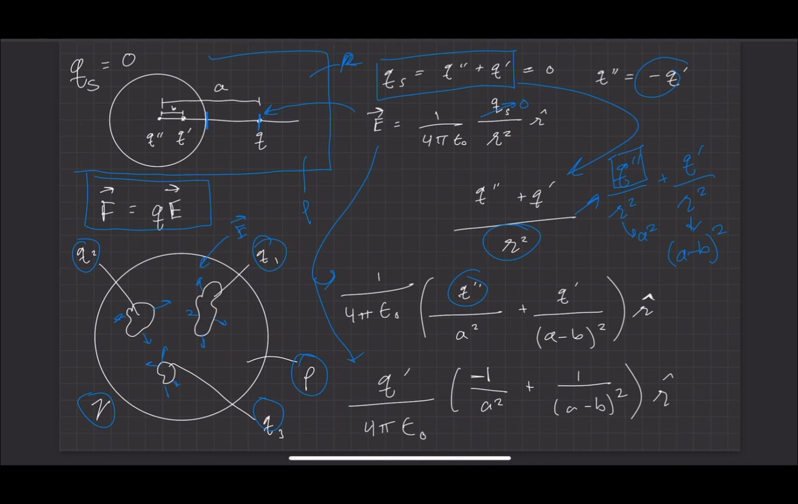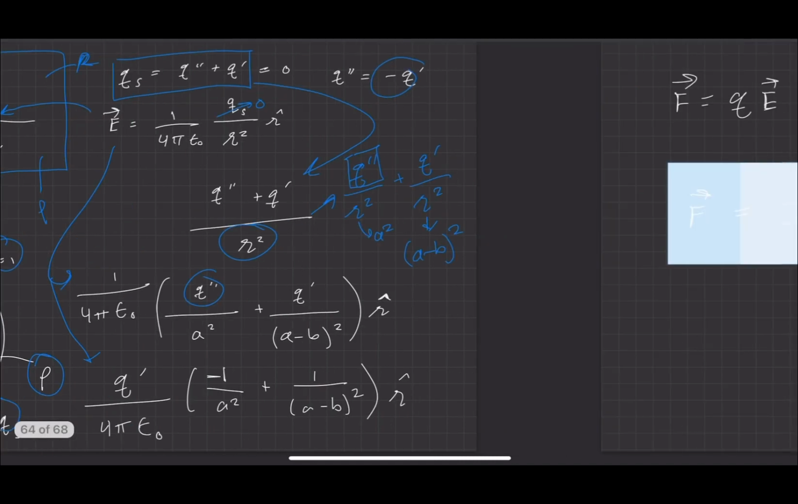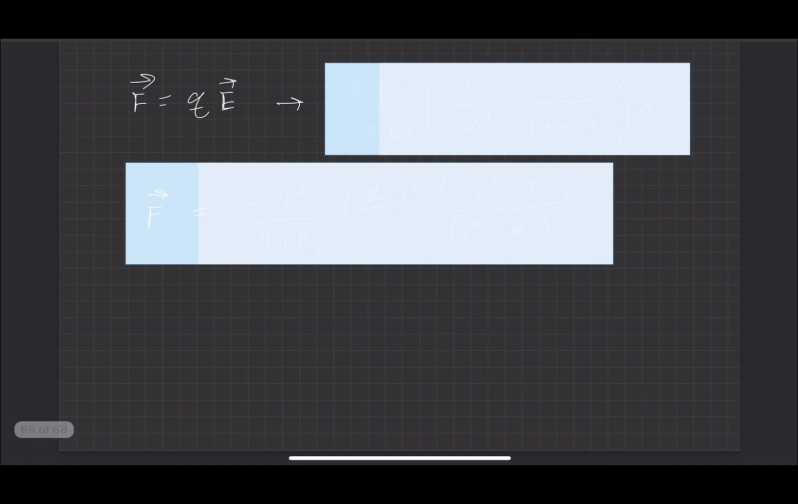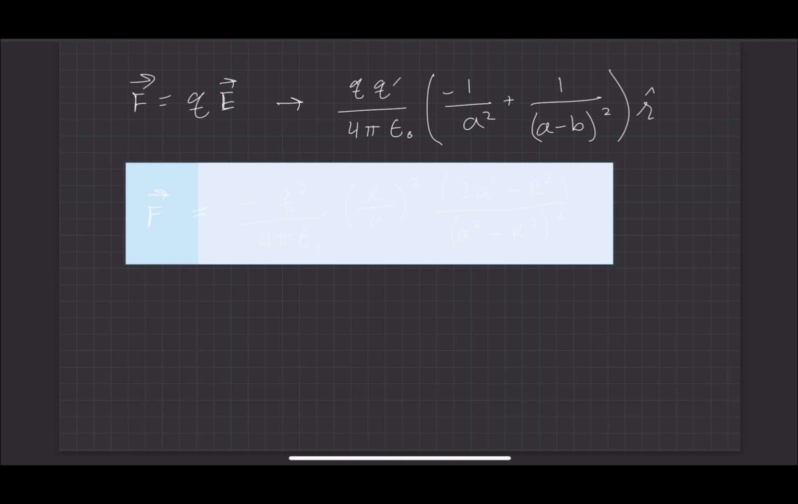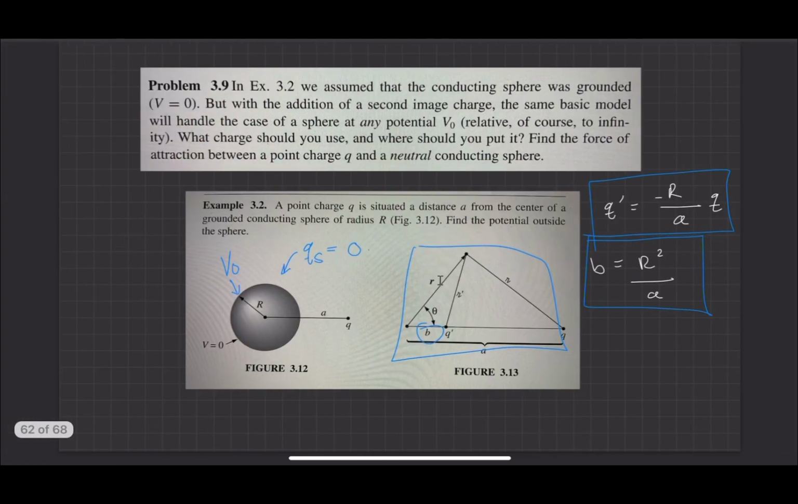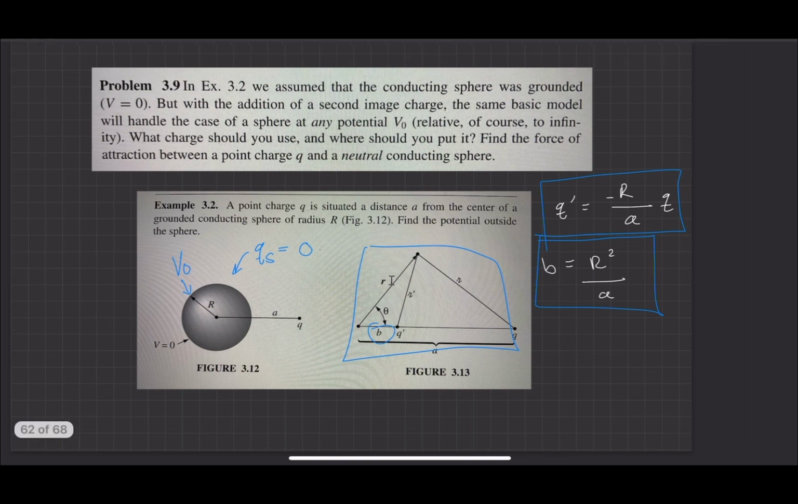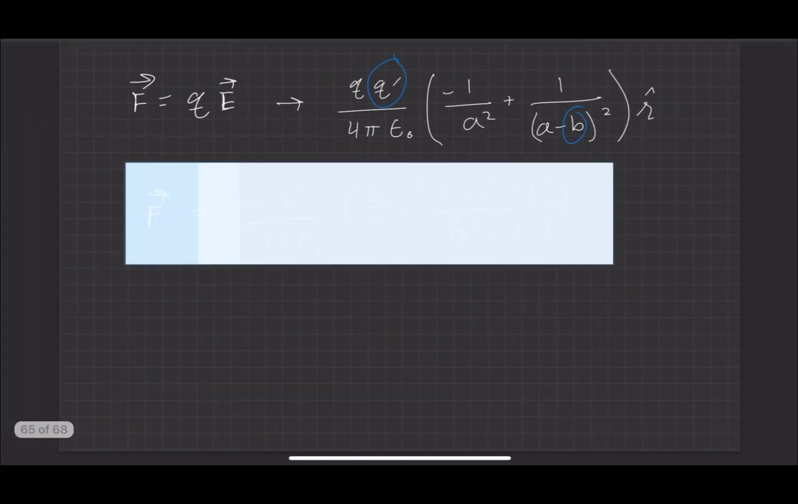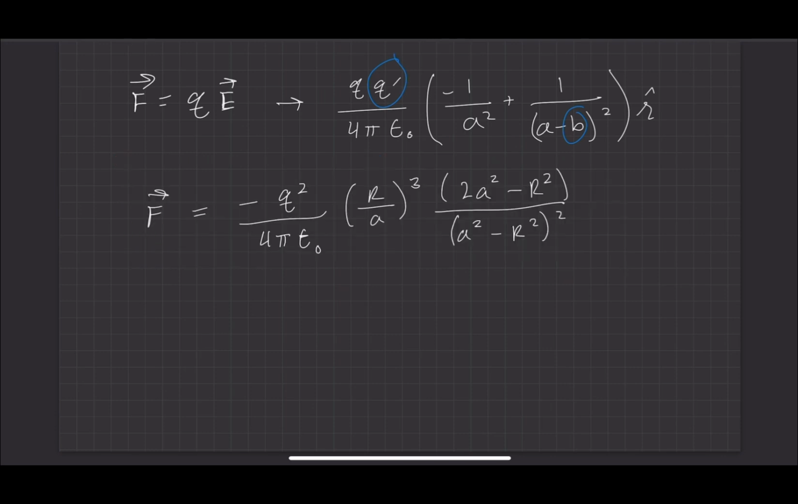So now we can find the force. The force is equal to the charge times the E field at that point. We can substitute in the E field that we found, and we have this. The last thing to do is, we know what q prime is, and we know what b is, since we were given that at the beginning, thanks to the book. So that's here, and we can substitute that into our problem. And after a bit of algebra and manipulation, we find that the force is equal to this.